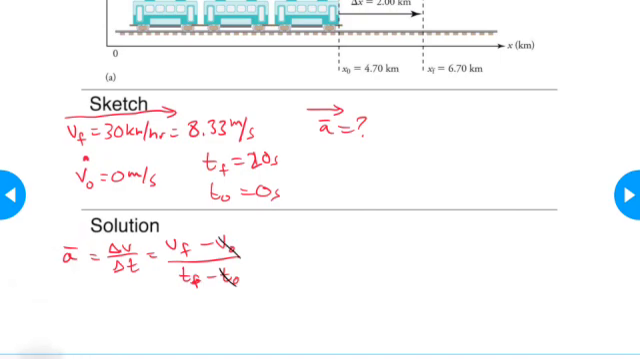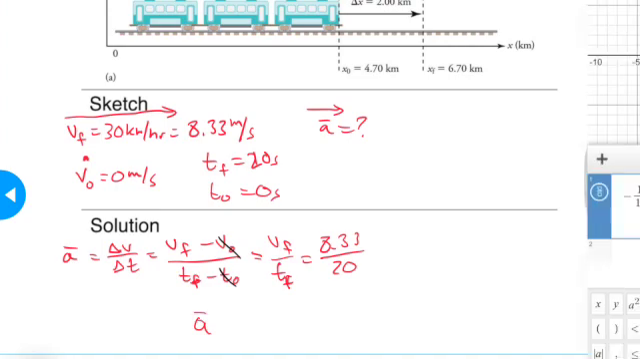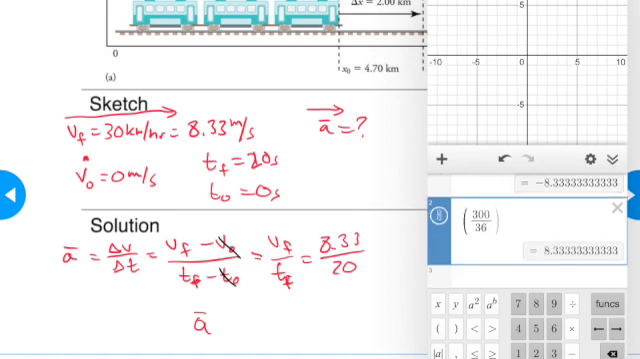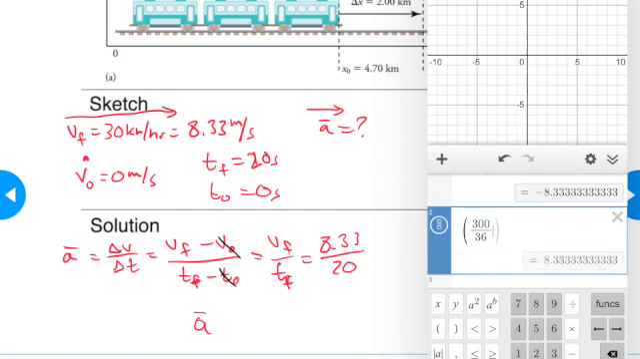And eliminate the things that we know are 0. So final velocity over final time, which is just going to be that 8.33 over 20. So I'm going to go ahead and show this on the calculator here. So again, 300 divided by 36 is what we would have ended up with, which is that decimal.